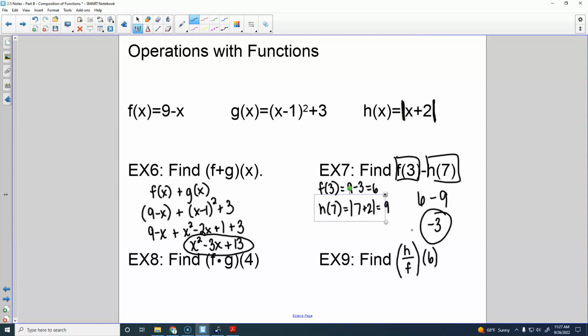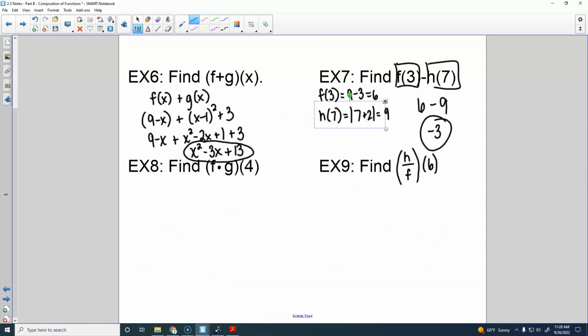One of the most commonly missed problems is number 8. And that is because there is a very tiny difference here. Notice that dot right there is closed in. What does that mean? It is multiplication. It is not f of g of 4. It is f times g of 4. So that really means f of 4 times g of 4.